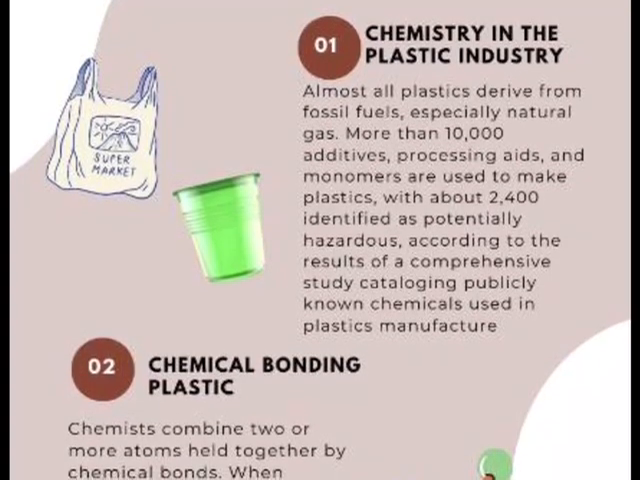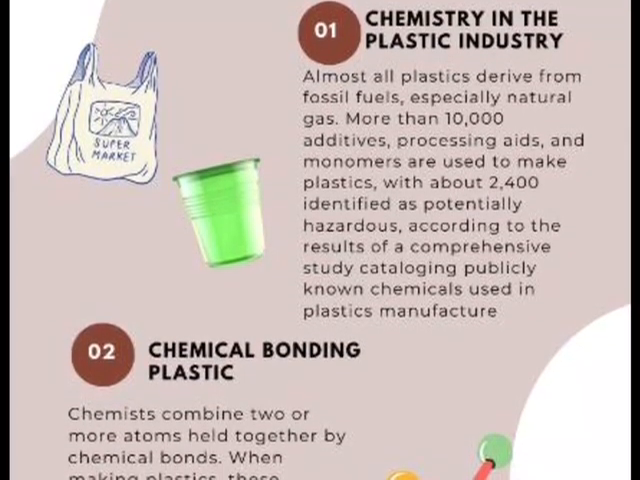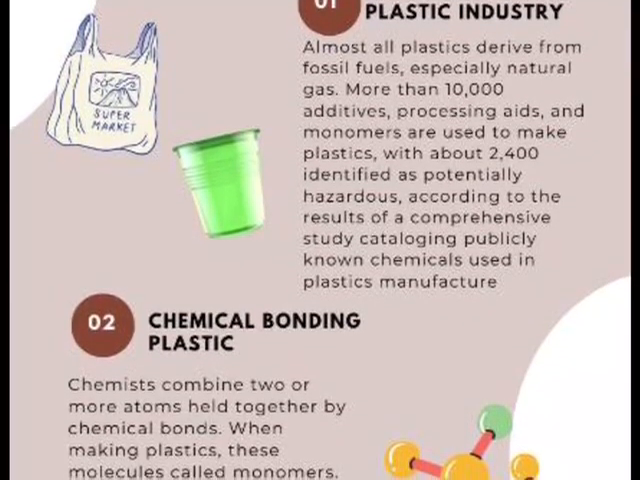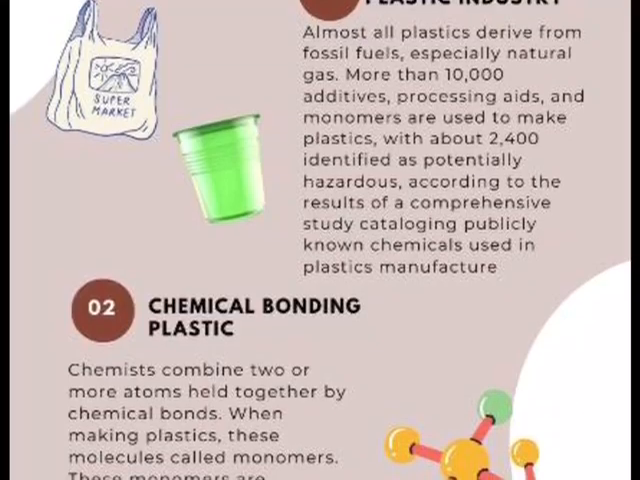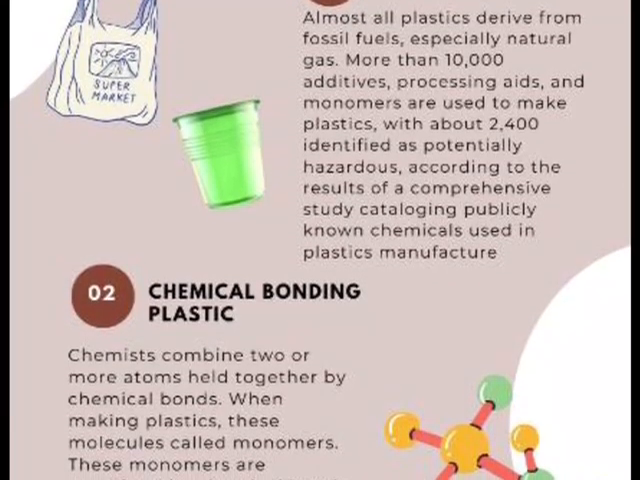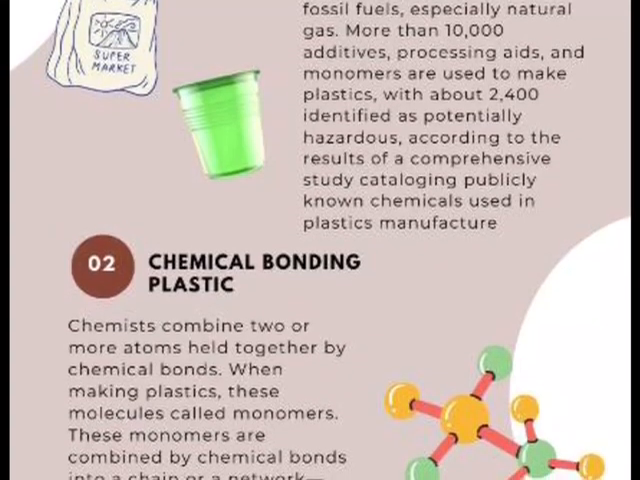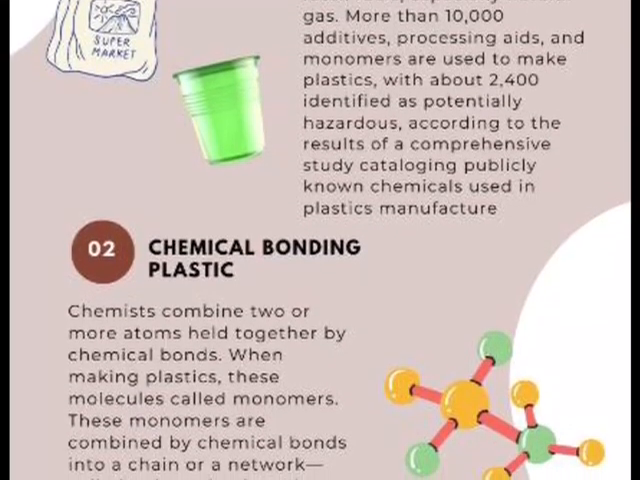Almost all plastic derives from fossil fuel, especially natural gas. Many of the largest and most hazardous chemical families, including heavy metals, flame retardants, phthalates, bisphenols, and fluorinated compounds, are directly associated with plastic production.